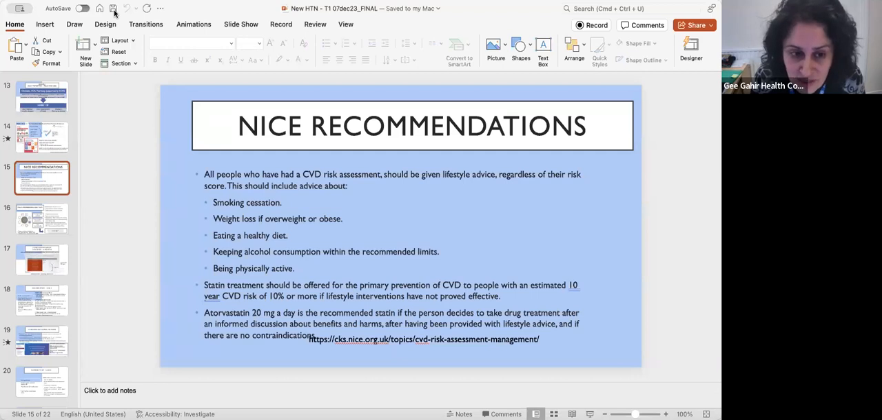So we followed the NICE recommendations. Here it states that any person with CVD risk assessment should be given lifestyle advice regardless of the risk score. And that should be about smoking cessation, weight loss, eating healthy, alcohol consumption, and being physically active. And actually common sense prevails here. How can someone who's smoking, sedentary, not eating healthy, how can they have a healthy lifestyle? So actually everything works together. Next slide, please.